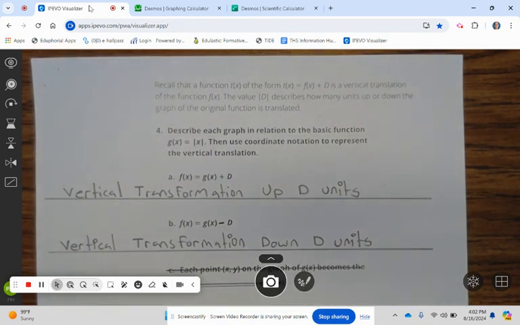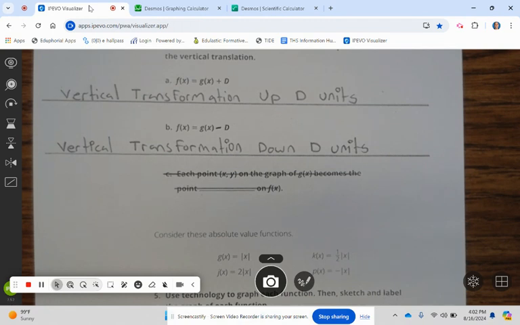Recall that a function t of x of the form t of x equals f of x plus d is a vertical translation of the function f of x. The value d describes how many units up or down the graph of the original function is translated. Describe each graph in relation to the basic function g of x equals absolute value of x, then use coordinate notation to represent the vertical translation.